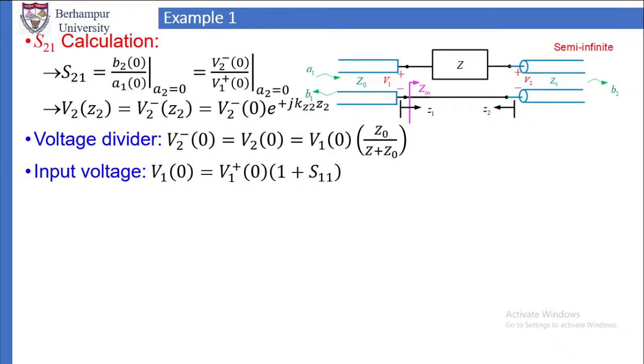So V2 you are getting from V1. Therefore V20 is equal to V1, that is the applied voltage, and you are getting that across Z0, since it is the Z0 point. So that is V1 into Z0 by Z plus Z0.